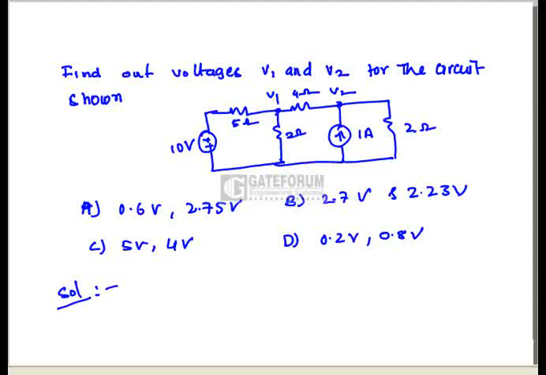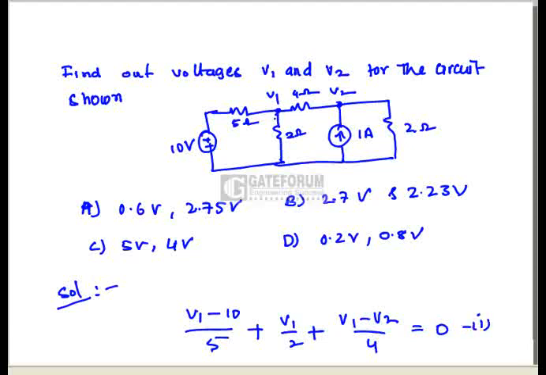Here if you observe node 1, how many branches are there? 1, 2, 3. 3 branches are intersecting here, and if you observe node 2 also, 3 branches are intersecting. So our intention is that all outgoing currents are positive, and the sum of all outgoing currents is equal to 0. In this branch the outgoing current is (V1 minus 10) by 5, and here the outgoing current is (V1 minus 0) by 2, or I can say V1 by 2, and then (V1 minus V2) by 4, that is equal to 0. This is equation number 1.